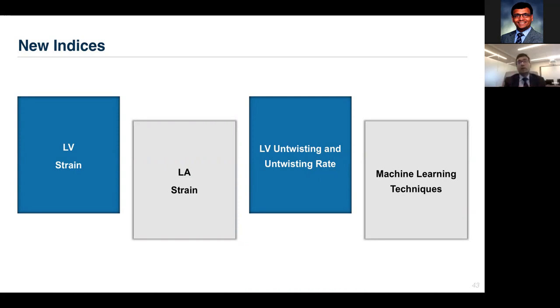And machine learning techniques may be one of the ways we can use assessment of diastolic dysfunction, in which you can ingest multiple variables and get a prediction of presence or absence of diastolic dysfunction. And this is something to look forward to in the near future.